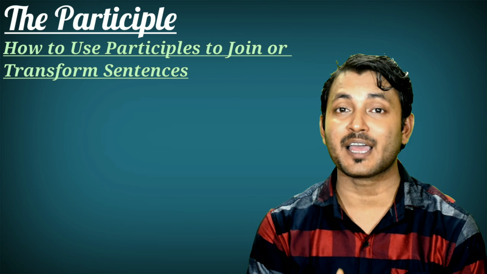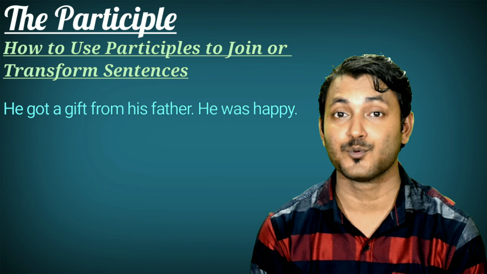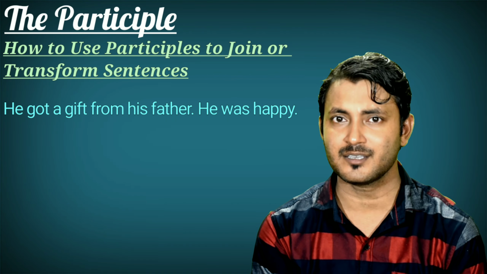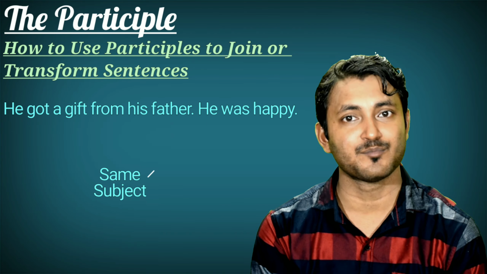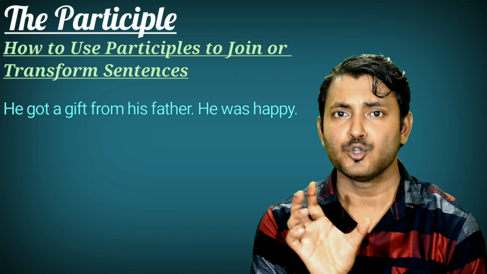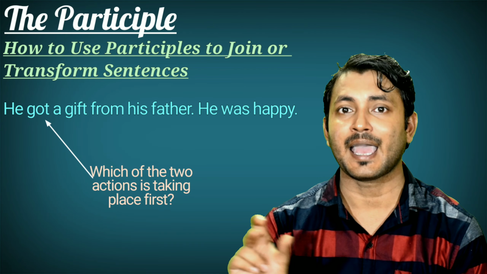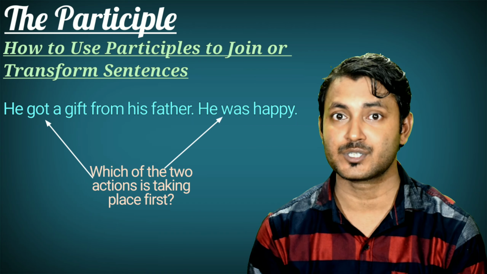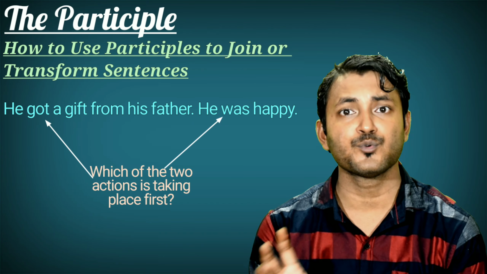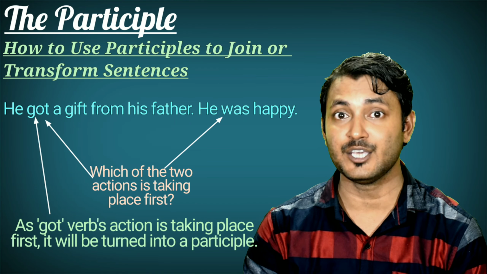Now let me give you another set of sentences. He got a gift from his father. He was happy. 2 sentences and the same subject, he, in both the sentences, right? Now 2 actions are taking place. He got a gift, got, and he was happy, was. Out of these 2 verbs, which one is taking place first? Of course, he got the gift first, then he was happy.